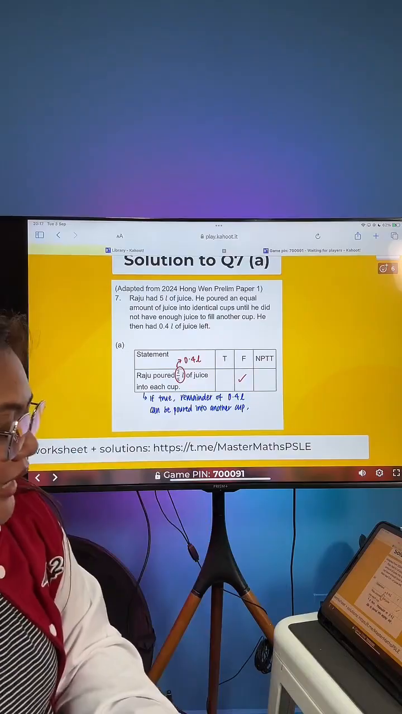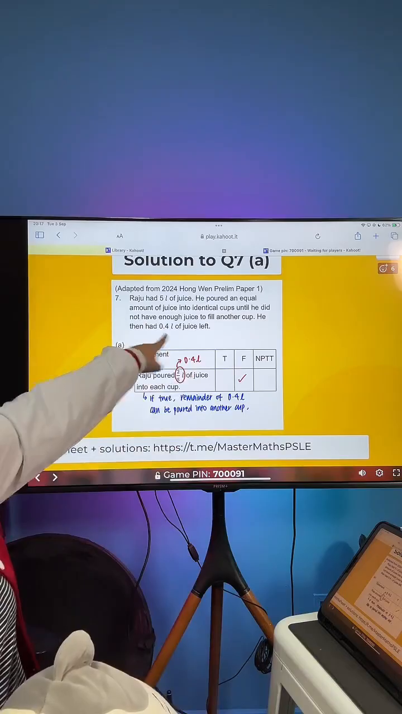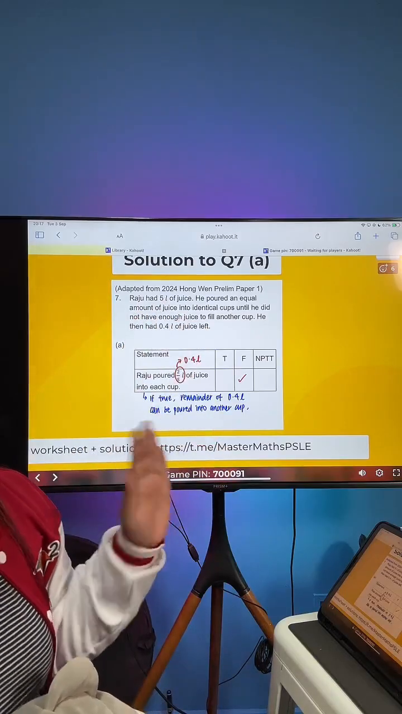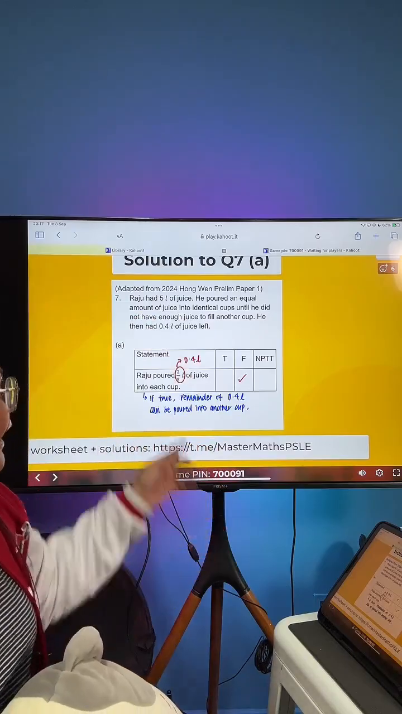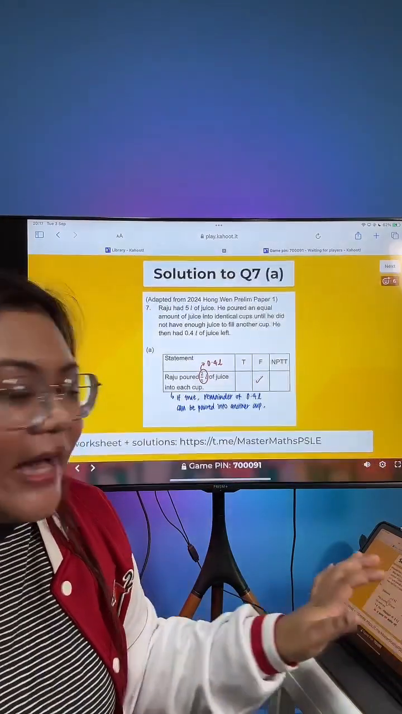Let's continue one more time. If it's 0.4 liter per cup, then the balance can also be poured into another cup. So I won't have any balance. But that's not right. I did have a balance, so it must be false. Okay? Now let's take a look at part B.